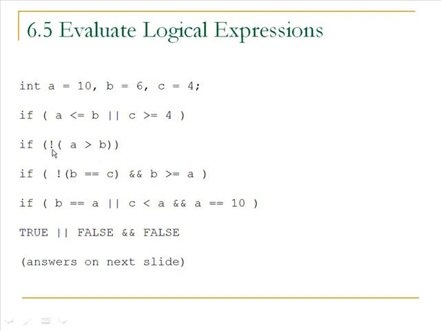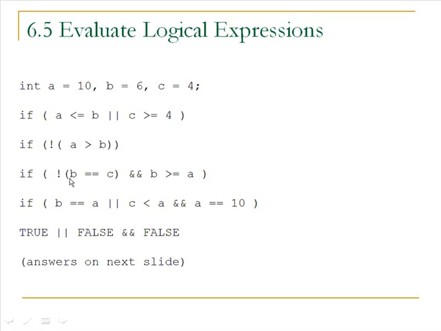Now we have a not operator, and you'll most commonly see the not operator written before something with parentheses around it. If the parentheses were not here, we would have not 10, which would be 0. So with the parentheses, we're going to do the relational first because it's inside the parentheses. So A, 10, is greater than B, 6. 10 is greater than 6. That's true. What's not true is false. So this whole expression, including the not operator, evaluates to false.